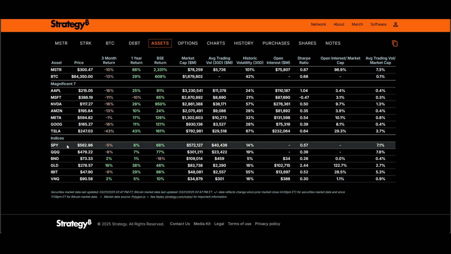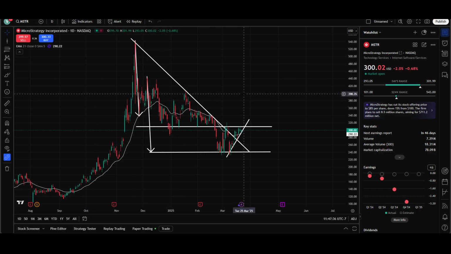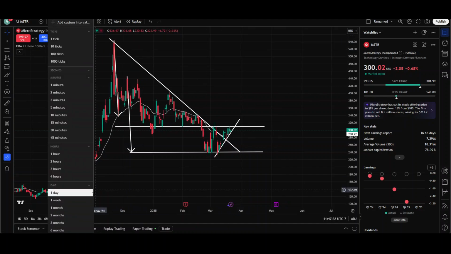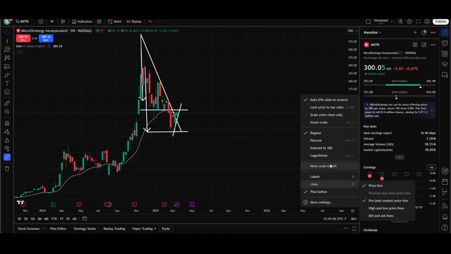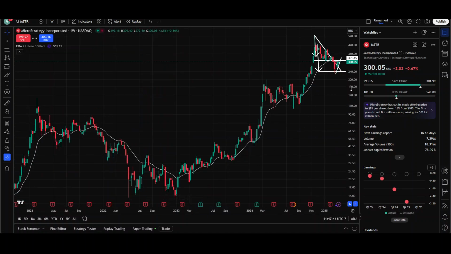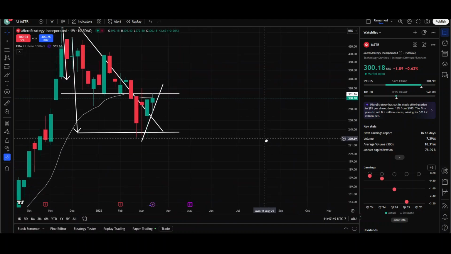and better than all these indices as well. These are multi-trillion-dollar companies that Strategy is trying to go up against and outperform. Let's take a look at the weekly chart for MicroStrategy. Got to look at the log scale, so we can include all the prior history. And again, we're seeing nice rejection off that 240 level.